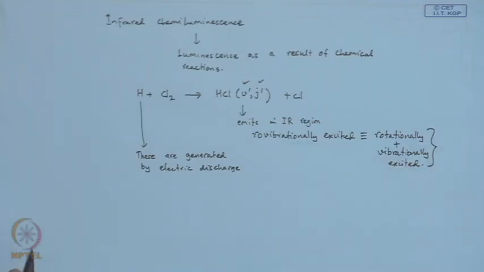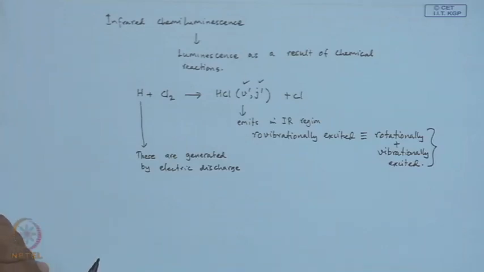Okay. So if you can record the emission spectra as a function of frequency or as a function of wavelength lambda, you can indeed find out the population of the internal states, the population of various v and J states.